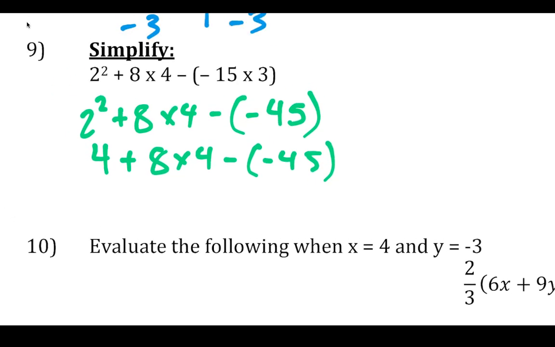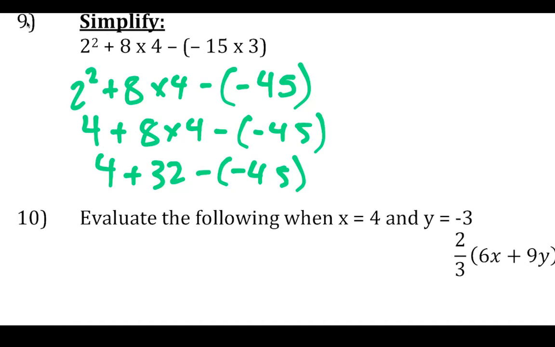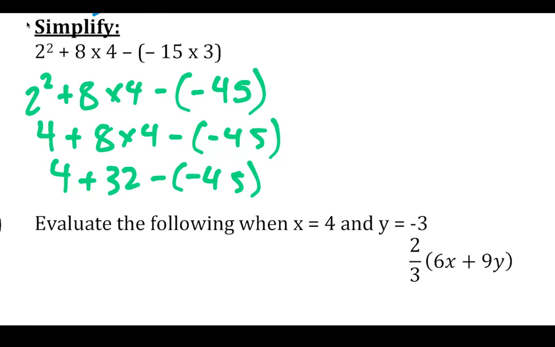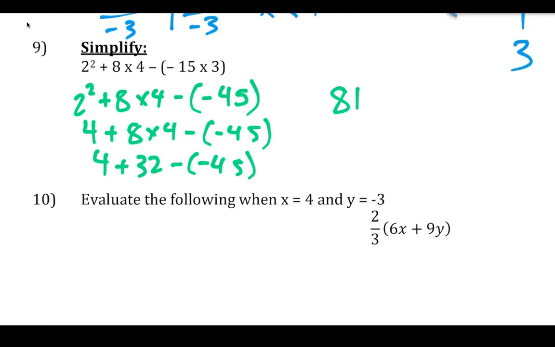Now I'll multiply. So 4 plus 32 minus -45. Then the last part I can go from left to right, adding and subtracting. So 4 plus 32 is 36. 36 minus a -45 is the same thing as 36 plus 45. 36 plus 45 is +81.